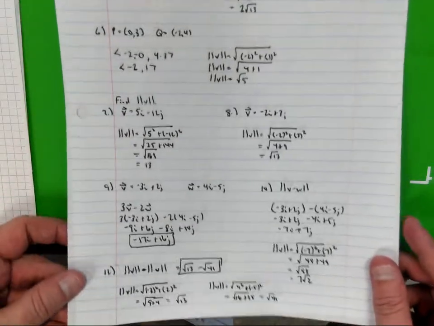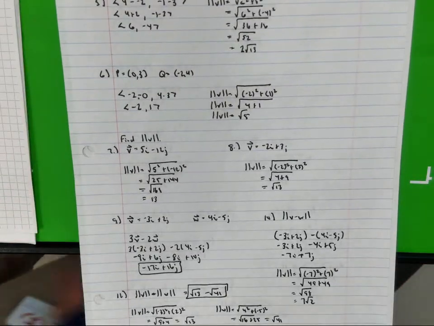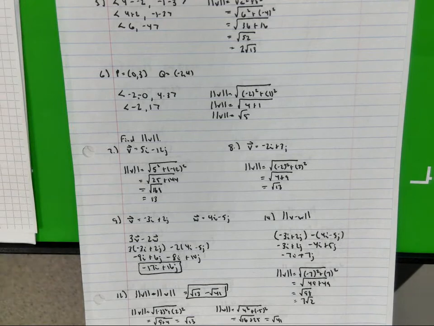Alright. Number 6, check your magnitude there. -2, 1, and square root of 5. Component form: -2, 1, square root of 5. Next, it says find the magnitude of 7. So it'll be 5 squared plus -12 squared. Number 8 is -2 squared plus 3 squared. Number 10, yes. Okay, number 9, operations.